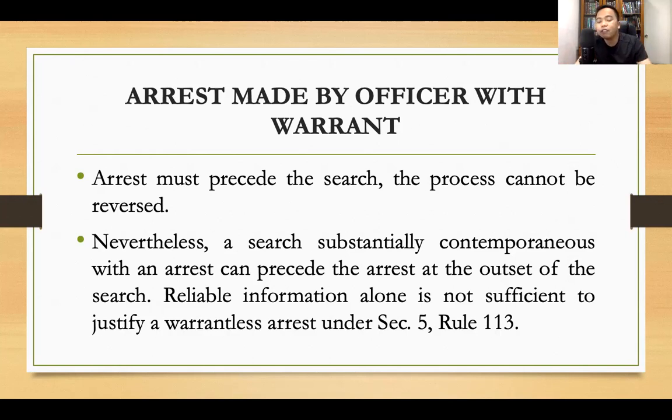Now, when you receive reliable information that a suspicious person is holding a bulging object in his stomach believed to be a loose firearm, then you cannot effect arrest on the basis alone of reliable information. You need to have personal knowledge of the facts and circumstances that will constitute a reasonable belief that the person is committing a crime. If you do not have personal knowledge, you cannot effect arrest. Otherwise, the arrest will be invalid and whatever evidence obtained therein will be inadmissible in evidence. And you can also be held liable, by the way, for illegal arrest. Okay.